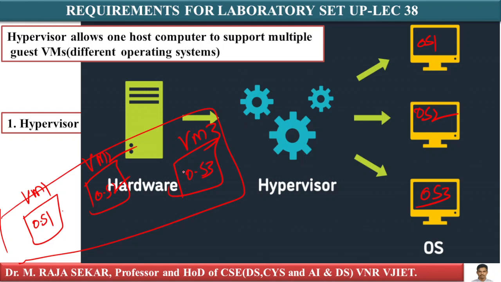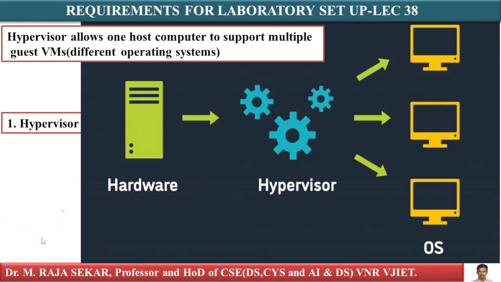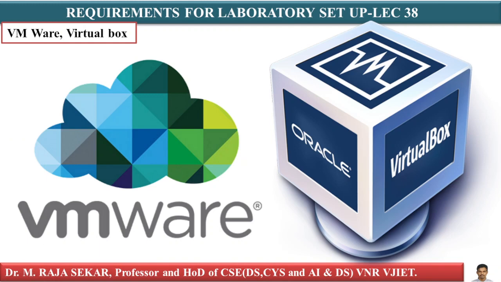Now in each of these virtual machines, you can install separate operating systems. You need not switch from one operating system to another by rebooting the machine. So this kind of setup is very convenient where you are doing experimentation and you need to switch from one operating system to another. This is a simple explanation about hypervisor. There are several hypervisor softwares available. VMware, VirtualBox.